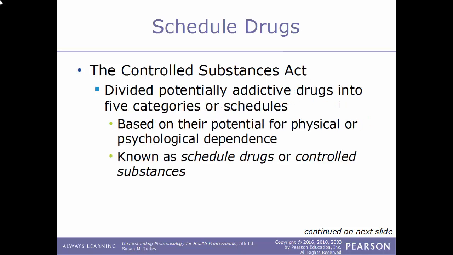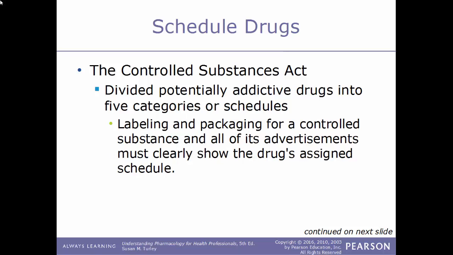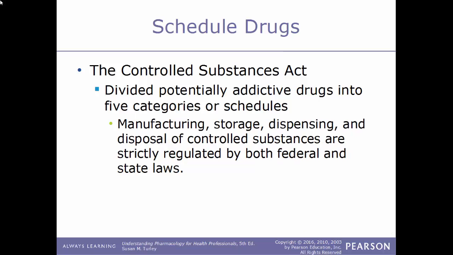Now, the Controlled Substances Act divided potentially addictive drugs into 5 categories, also known as schedules. And these categories are based on their potential for physical and psychological dependence. So these are also known as scheduled drugs or controlled substances. So labeling and packaging for a controlled substance and all of its advertisements must clearly show the drug's assigned schedule. So the manufacturing, the storage, the dispensing, and disposal of these controlled substances are strictly regulated by not only federal law but also state laws.